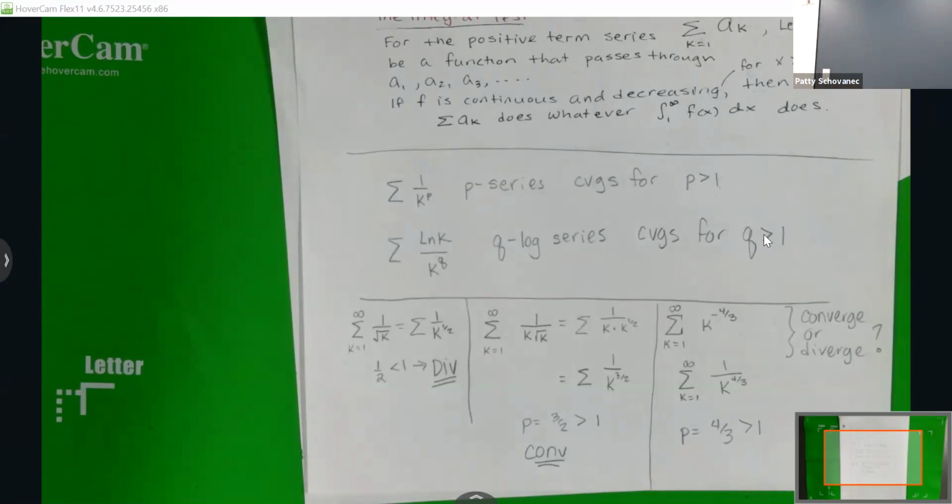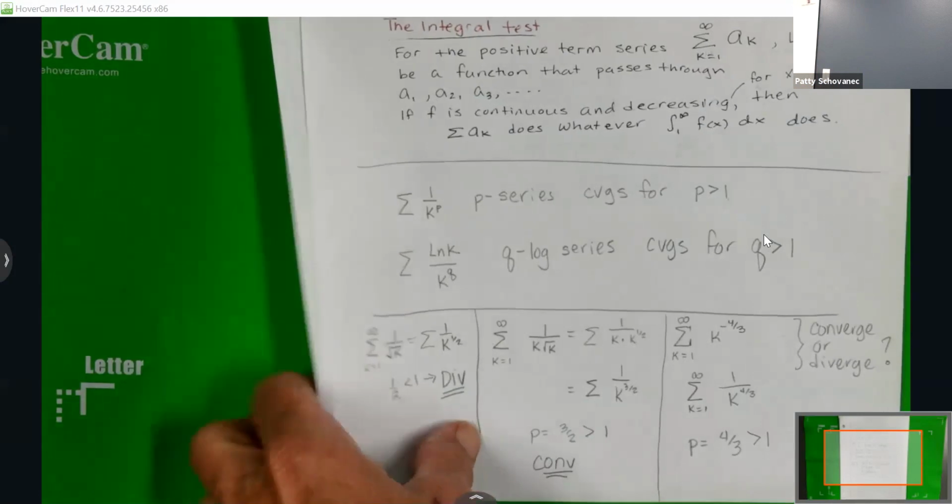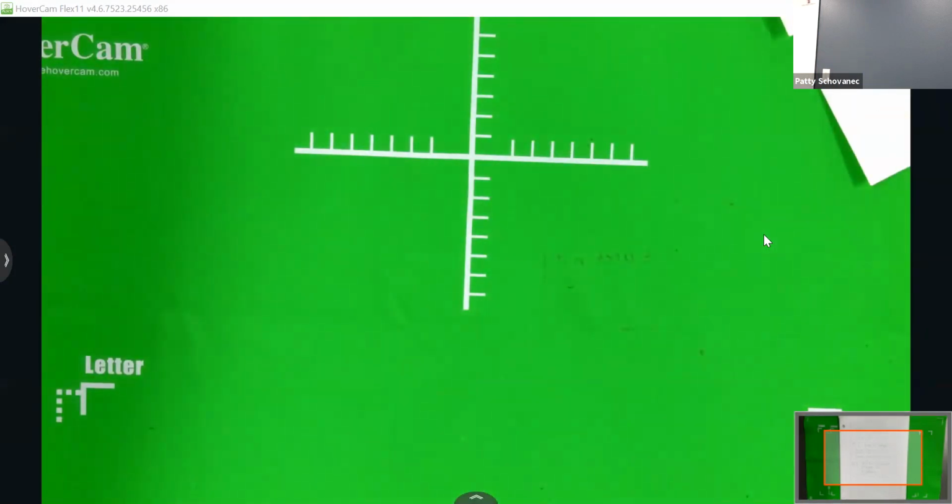Okay, let's talk about our 2 comparison tests. And some paper here.